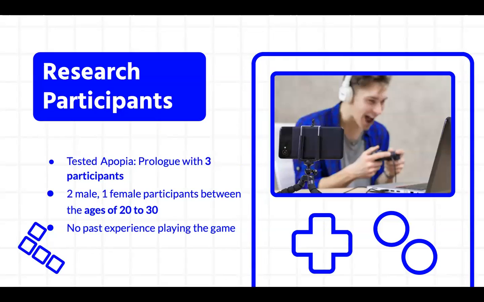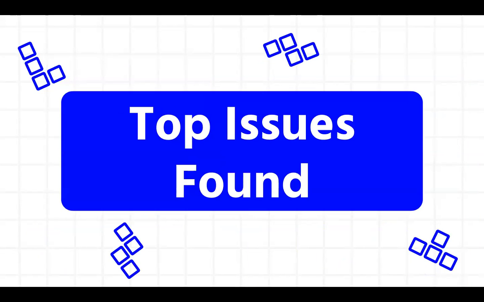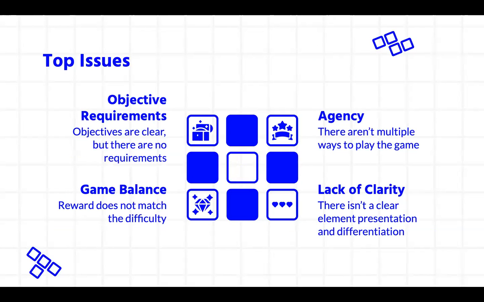Now, let me briefly introduce our research participants. We conducted the research with 3 people, which included 2 male and 1 female participants between the ages of 20 to 30 with no past experience playing the game. We identified 4 most prominent issues in Apopia. Here's an overview of these issues.